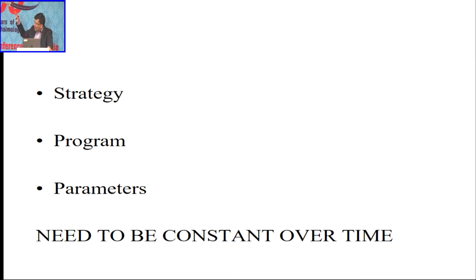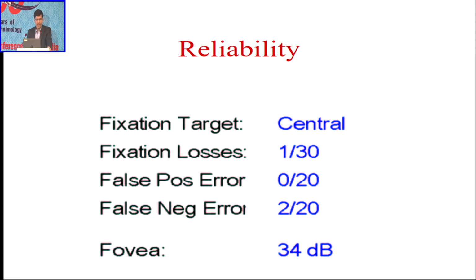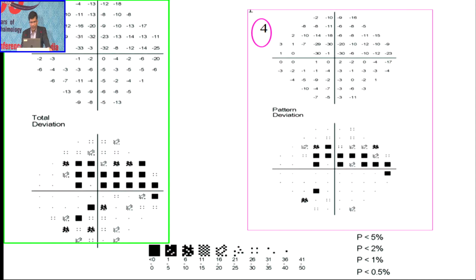So all of these have to be standardized and have to be constant over time, in the sense that if you've done a particular strategy, you have to repeat the visual field with the same strategy in future so that you can find out whether a change has occurred or not. Then the reliability. The reliability indices are important because they tell you to what extent the patient is cooperating, or to what extent he has understood the test. You must also know the foveal threshold, which is supposed to be the highest compared to the other areas. The total deviation map is this one, and the pattern deviation is derived from the total deviation plot.